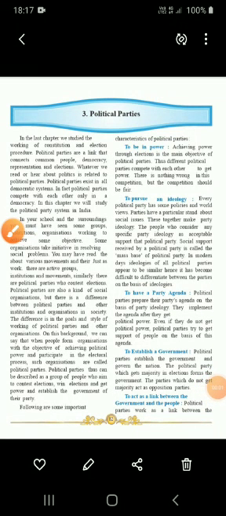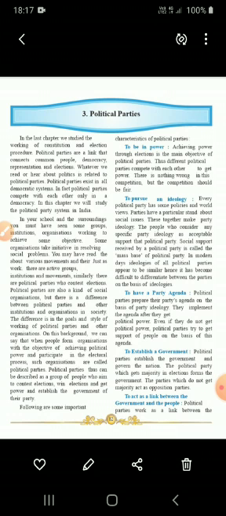So children, we will start with your lesson, political parties. As the name suggests, it deals with the different political parties in various democratic countries, which are a very important part and parcel of the administration or government of any country following a democratic pattern.